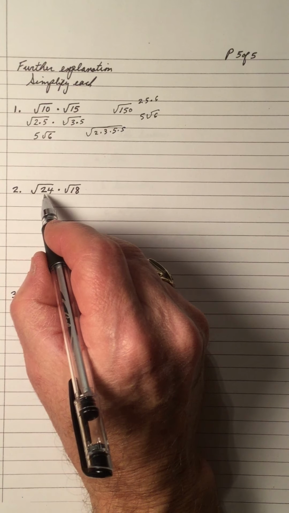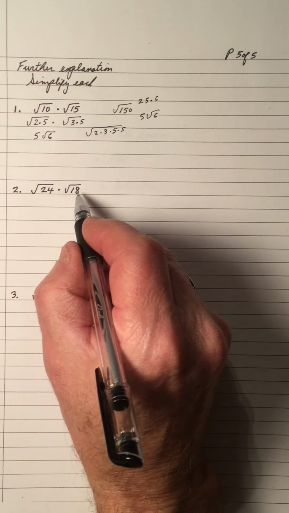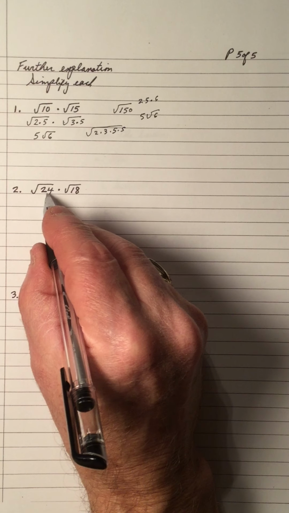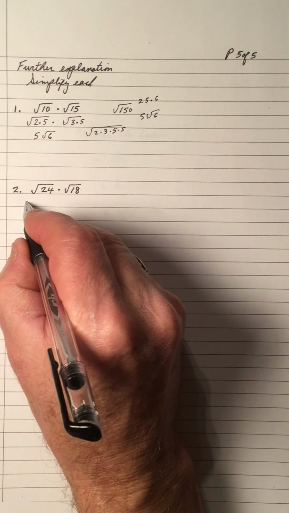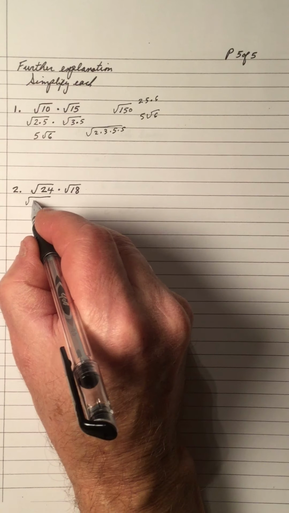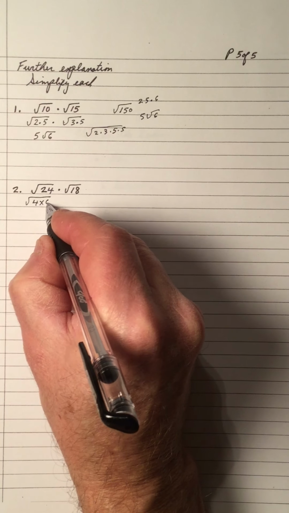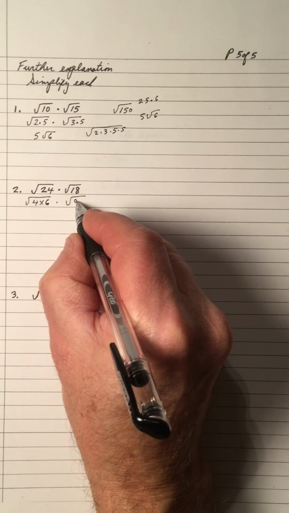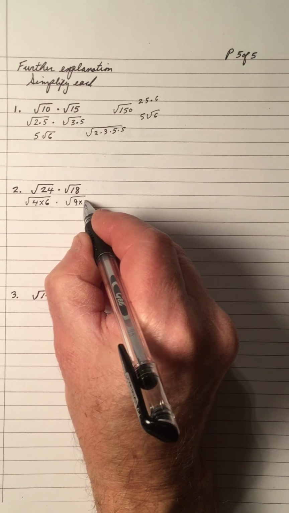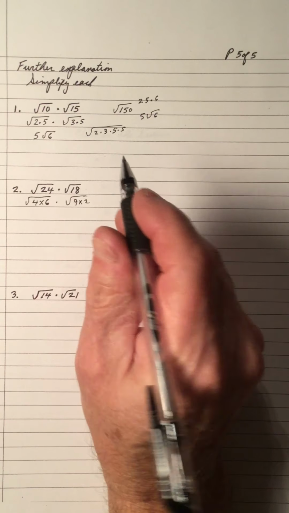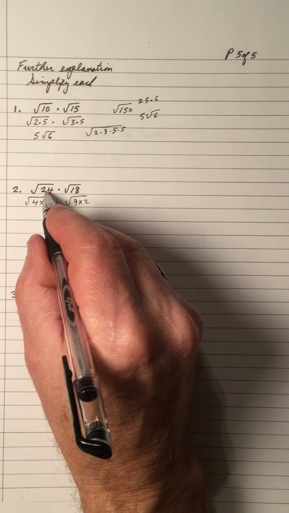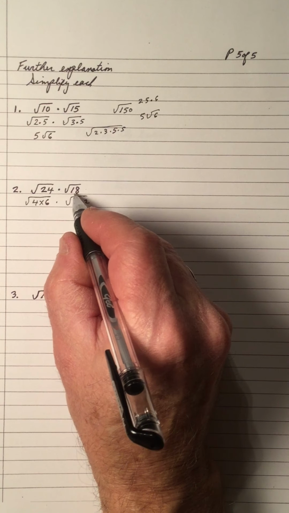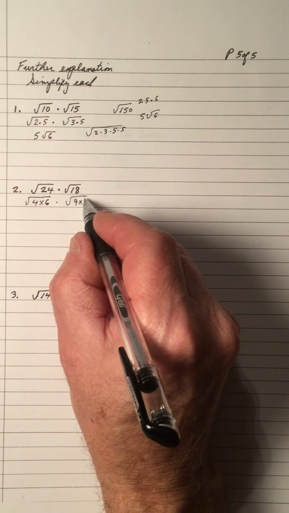And as long as you can pick up a perfect square in one of the factors, then it makes it easier. So rather than go 24 times 18, why don't we say 24 is 4 times 6, because 4 is a perfect square, and 18 is 9 times 2. I've got a multiplication sign here now instead of a dot, so it's either or. I broke 24 into 4 times 6, and 18 into 9 times 2, because those are perfect squares.